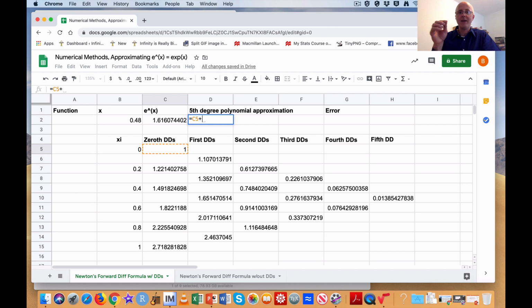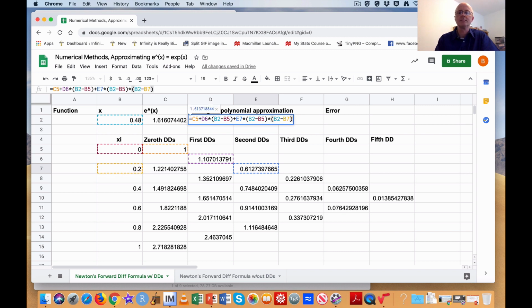The first divided difference, f of x0, x1, is going to be this number. That gets multiplied by x minus x0. Add on the second divided difference, f of x0, x1, x2, times x minus x0 times x minus x1. Add on this third divided difference times x minus x0 times x minus x1 times x minus x2.